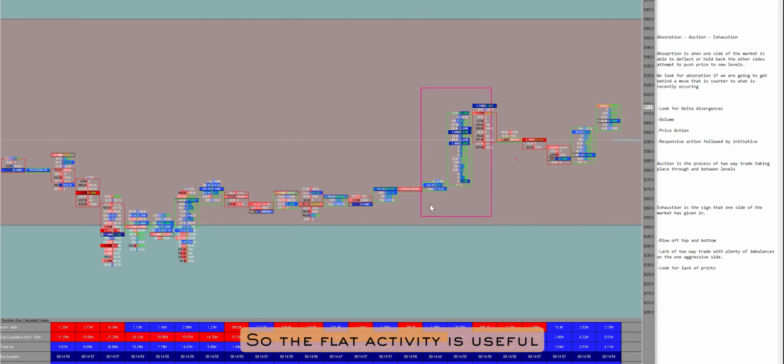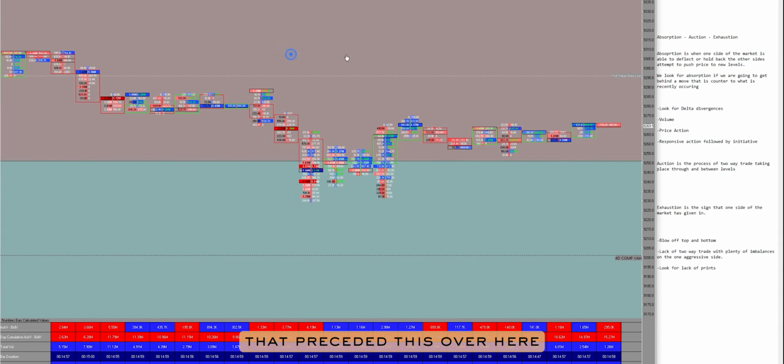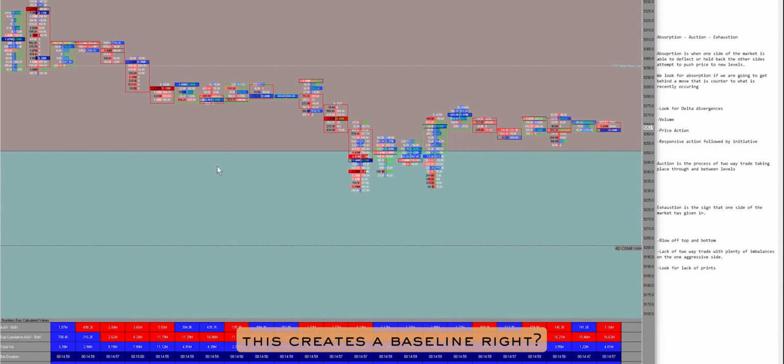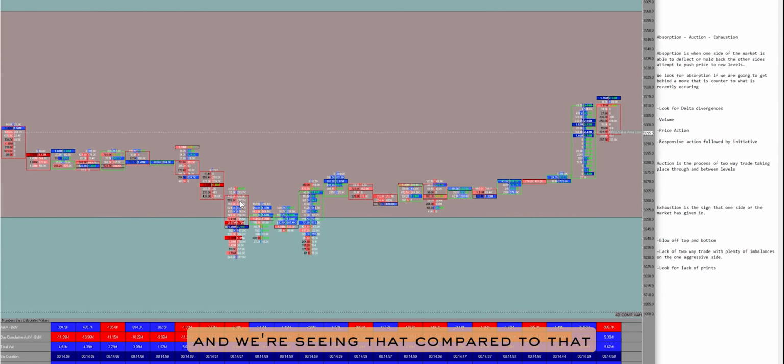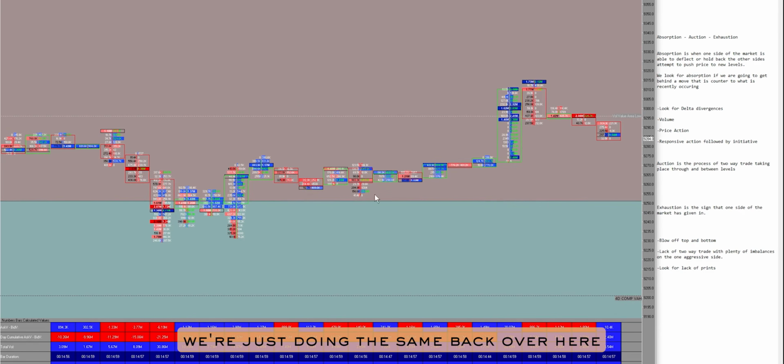All right, so the flat activity is useful because the flat activity that preceded this, if we just go back a little bit, this creates a baseline. Right, so we're looking at the volume for these levels, we're looking at the delta, and we're seeing that compared to that, this is multiples of that value through the low. It should have been able to take price lower, but instead now we're just doing the same back over here.